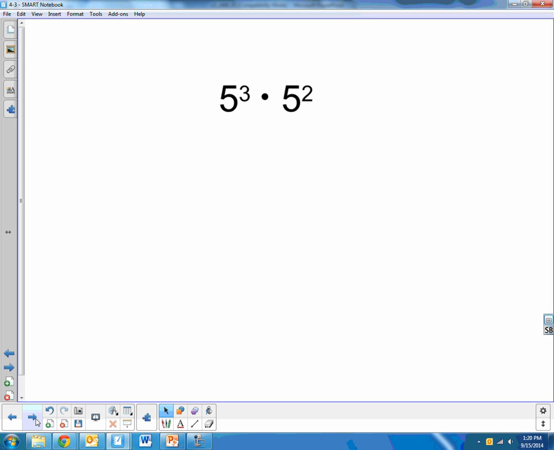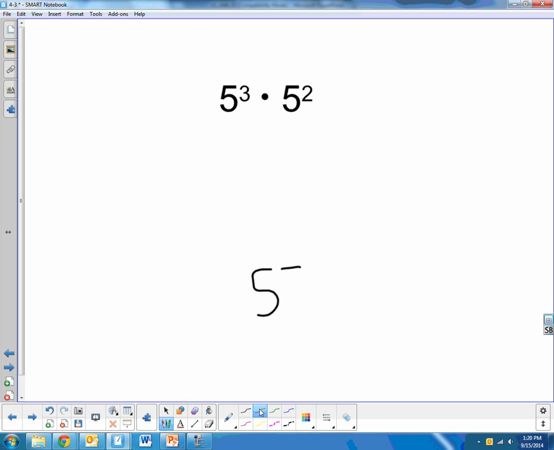The first one that we're going to be looking at, if we have 5 to the third power times 5 to the second power, 5 cubed times 5 squared. The way we want to look at this, and I guess our goal, what we're trying to get to, is we're going to try and have an answer of 5 to the something power. We want to get it down so it's just one base and one exponent, and that's our goal.